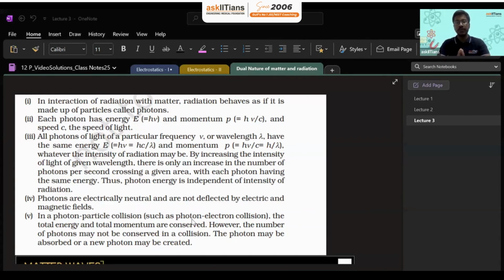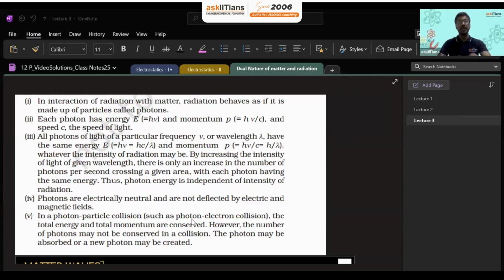So we will continue from where we have stopped in the previous class. We were trying to understand what the photoelectric effect is and how the particle nature, or particle theory, of light was successfully able to explain the photoelectric effect. Okay, let's quickly recall the photon picture of light that we have seen in the previous class.